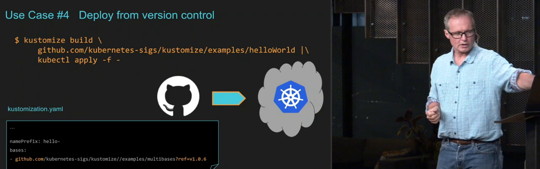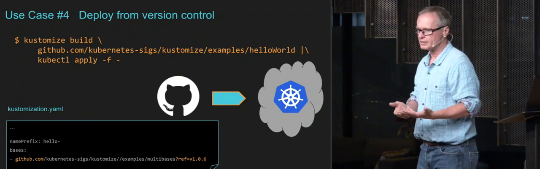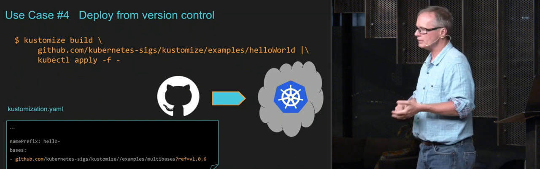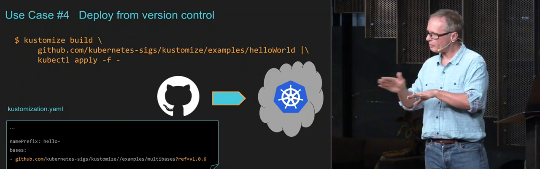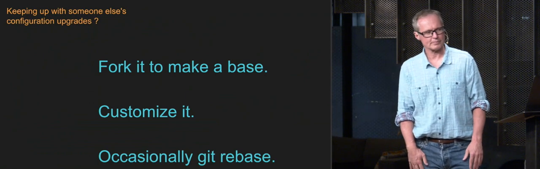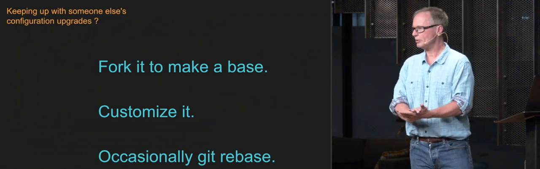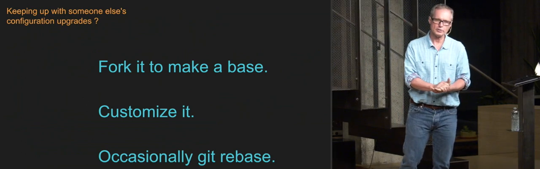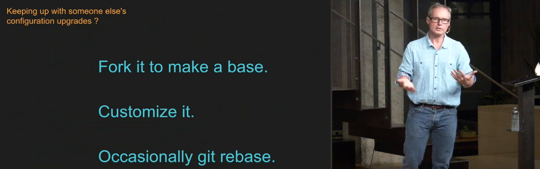And then you can also specify, down on the left here, a customization file which specifies it's going to get its base from a particular well-defined release, with a checksum, in GitHub. So everything's accountable. You can go back and find out where everything came from. So are you keeping up with somebody else's configuration? Fine. You can fork it, make it your base. You can customize it, and then you can use git rebase to merge in any changes they may have made. And you can do this at your own pace.